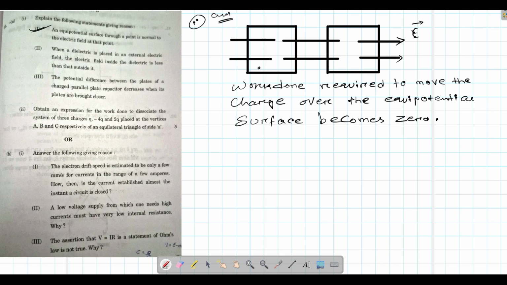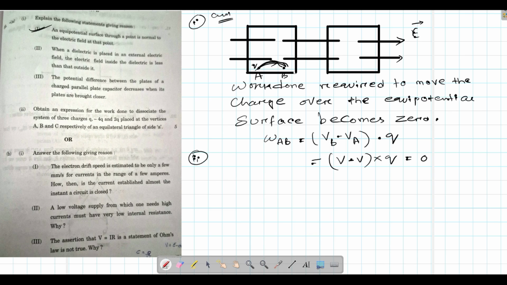So this is point A, this is point B. Work done required to move the charge over the equipotential surface is Vb minus Va into Q. So work done equals 0. So work done required to move the charge over the equipotential surface is 0.